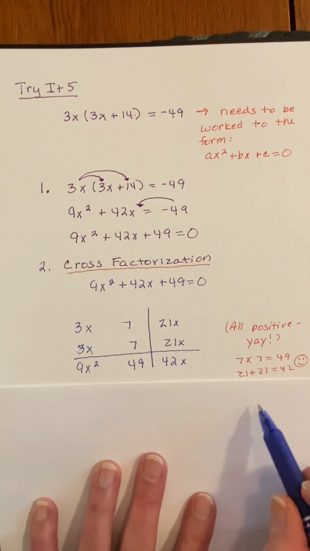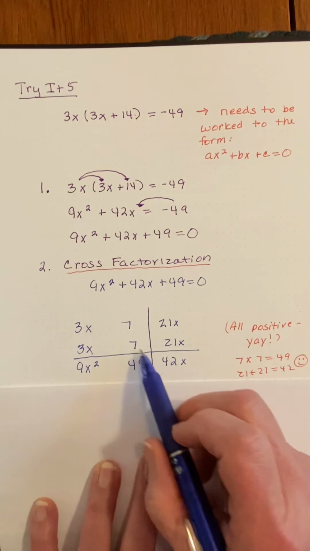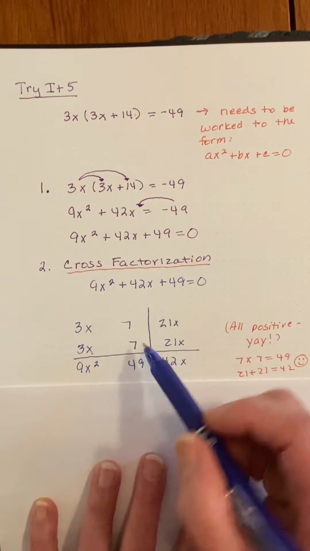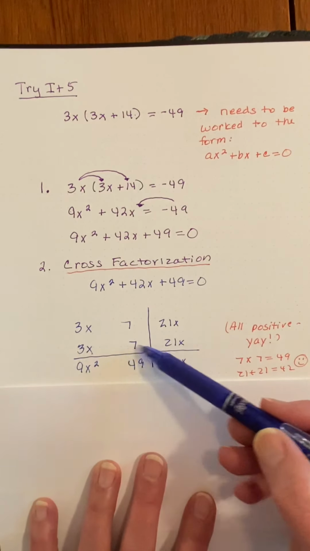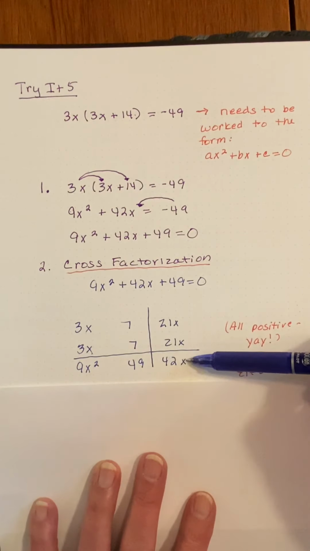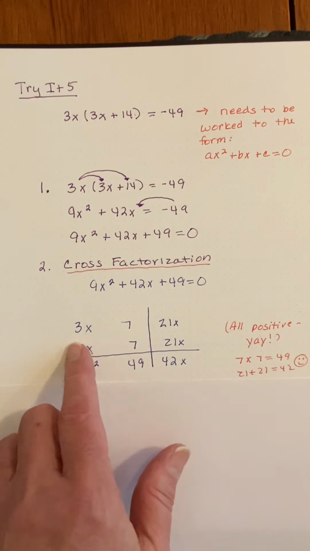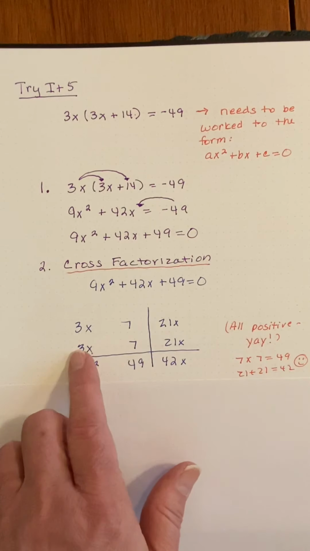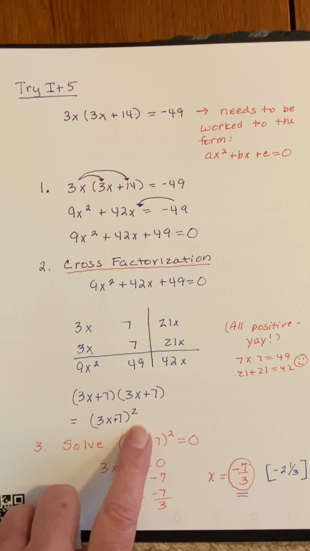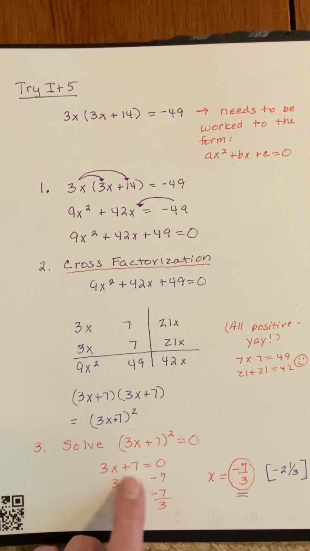Going on from there, I need to get to 42. It just happens to be 21 plus 21. Well, 3 times 7 is 21, so I don't even have to put in my little arrows because it all works. 3x times 7 is 21x. 3x times 7 is 21x. You add them together, it's 42x. Multiply them 49, and we got it. So we have a situation of exactly the same thing times exactly the same thing, which is 3x plus 7 squared. Because it's exactly the same thing, I only need to solve this once.